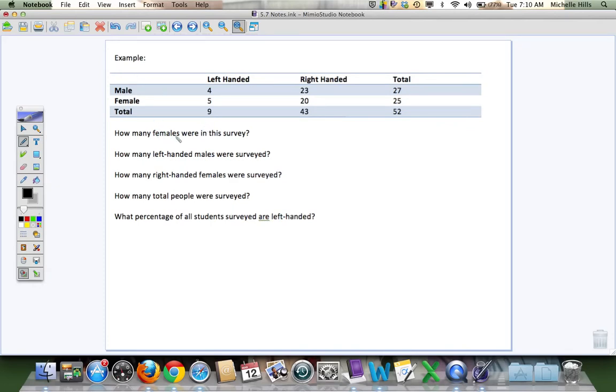Now, how many females were in this survey? It's not asking left-handed or right-handed females, it's asking total females. So 25, and don't forget your label, 25 females. How many left-handed males? So they have to be left-handed and male, so 4 left-handed males. Again, don't forget your labels. How many right-handed females? So they have to be right-handed and female, 20. So 20 right-handed females.